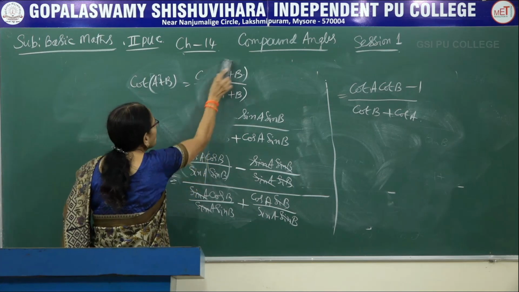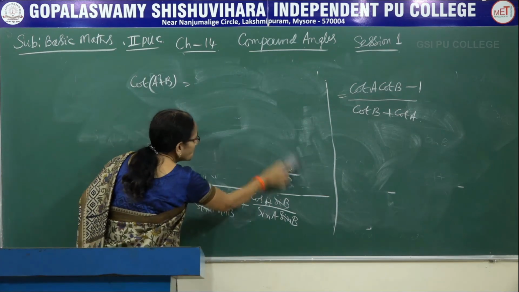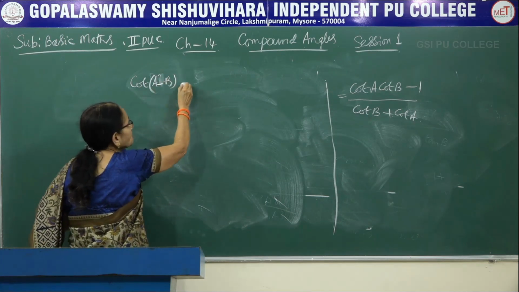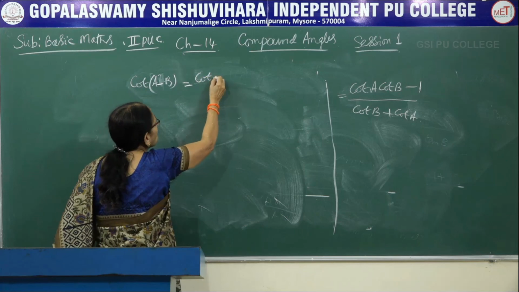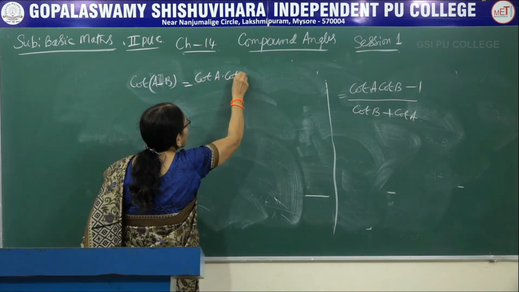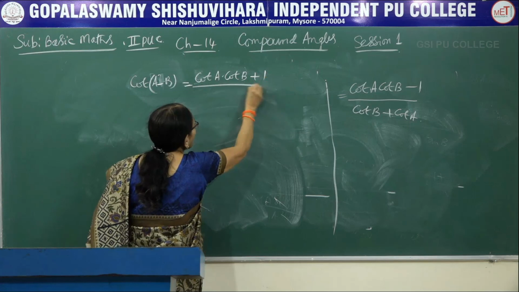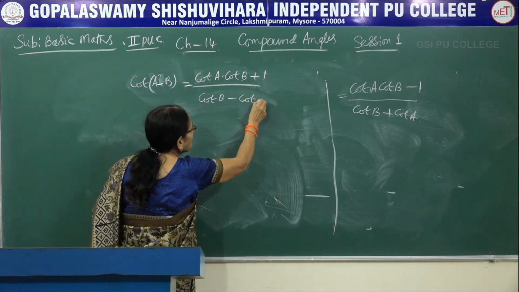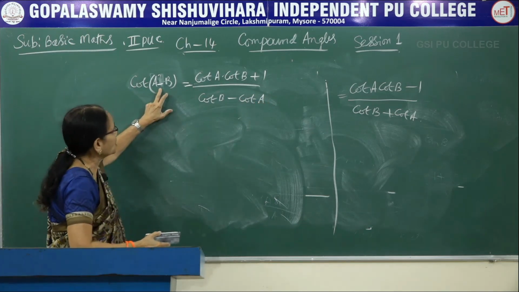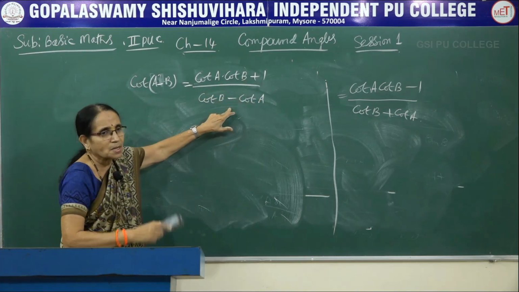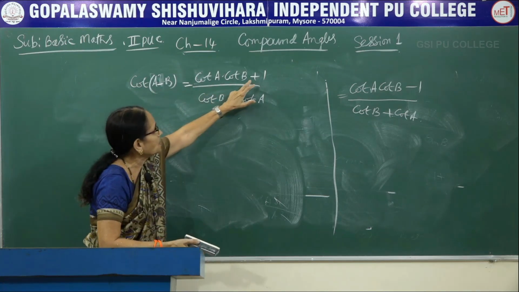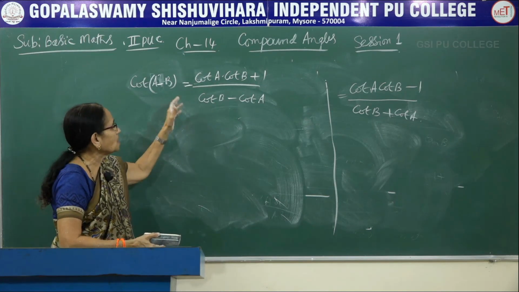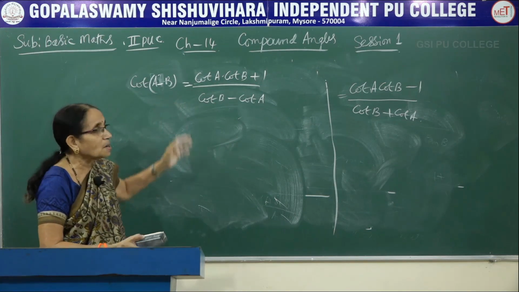On the same lines, now suppose I am having cot of A minus B. The same terms are there, only the sign would be different. That is cot A cot B will be having plus 1. The denominator, it is minus. So in the earlier case we had plus here and minus there, plus here. It is reversed now. Minus here, plus there and minus. The terms are same but the signs are different. So on the same lines you can prove this result also.